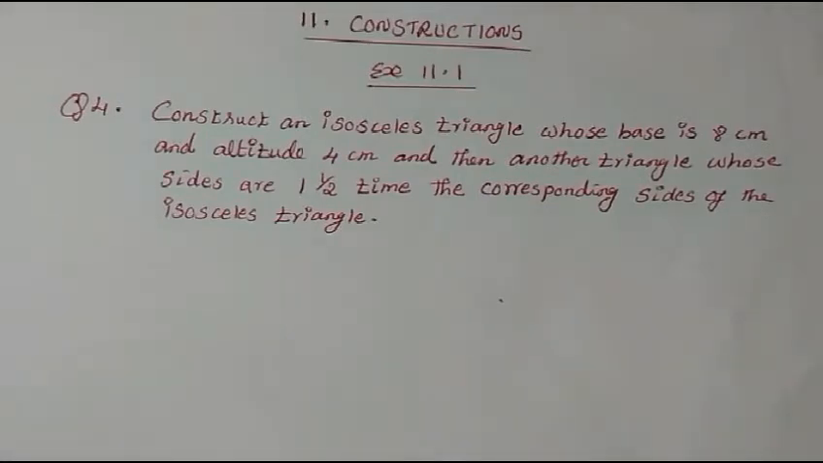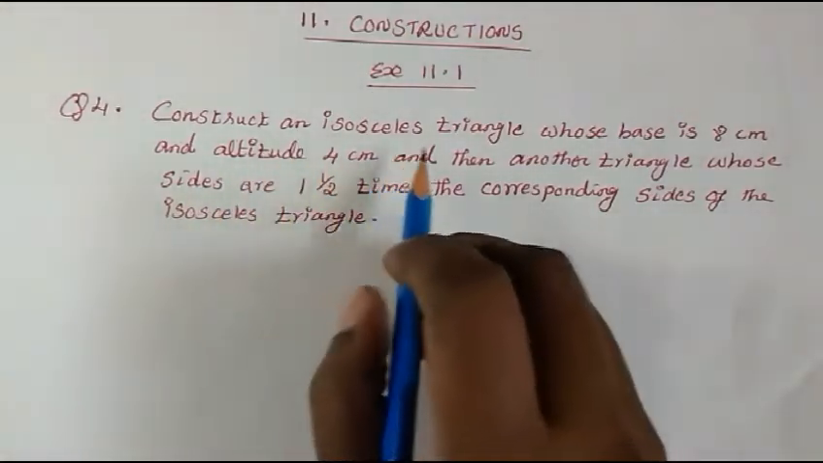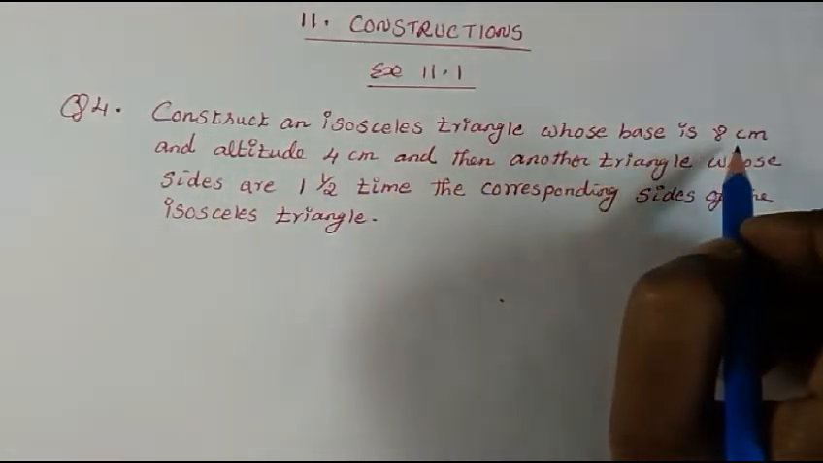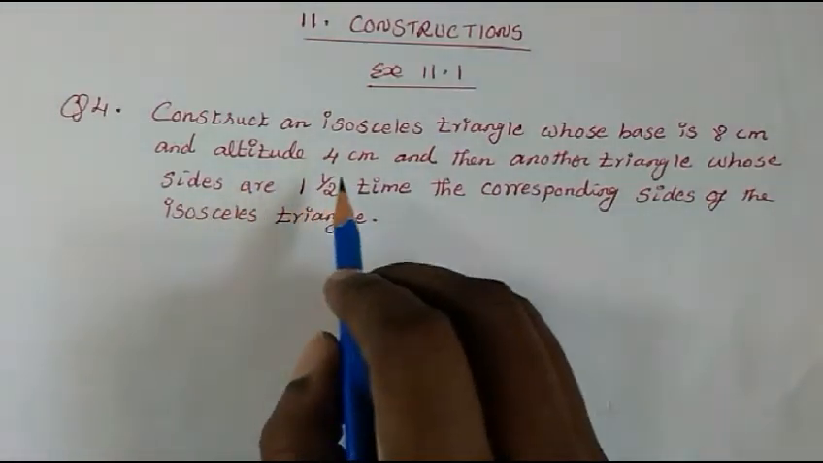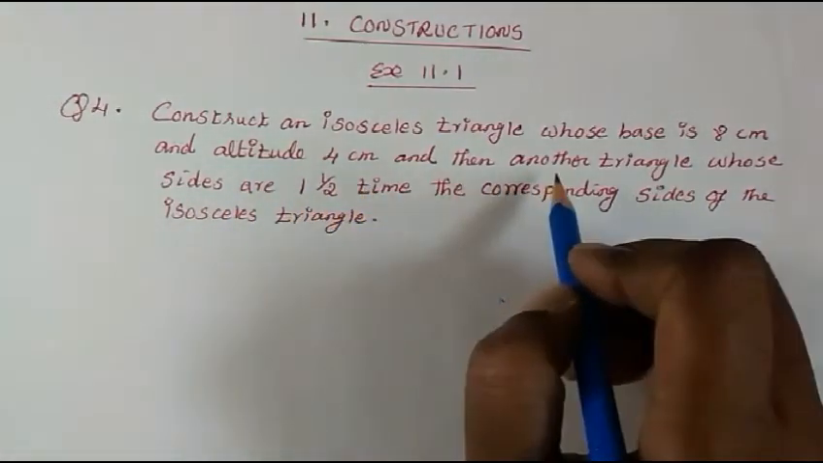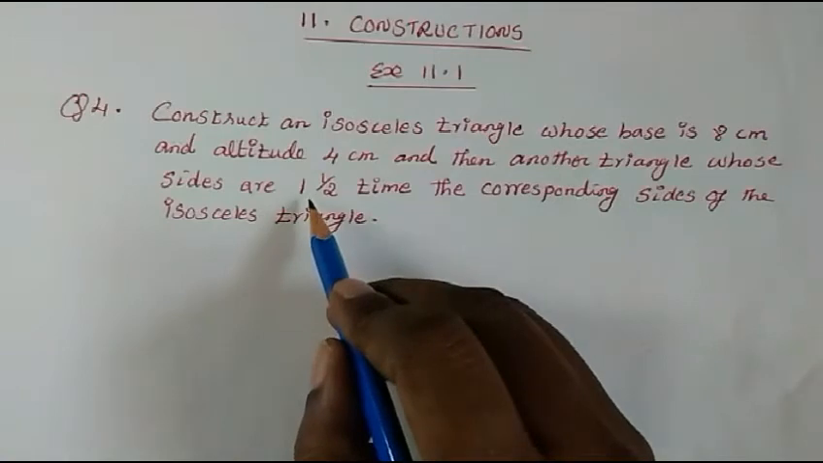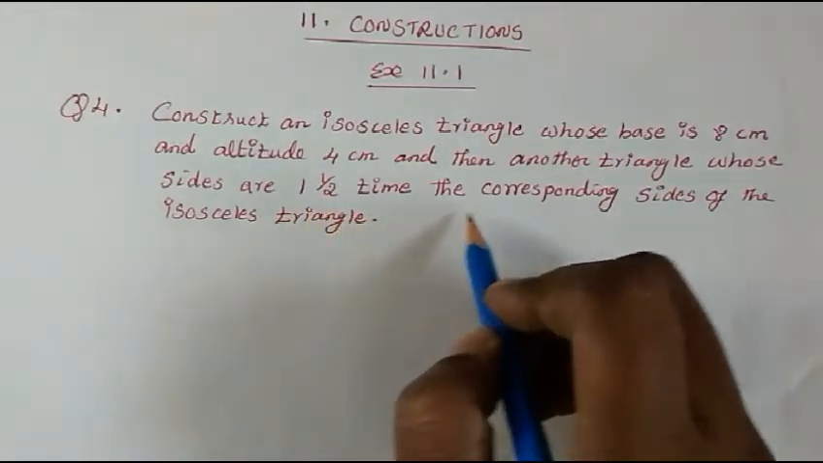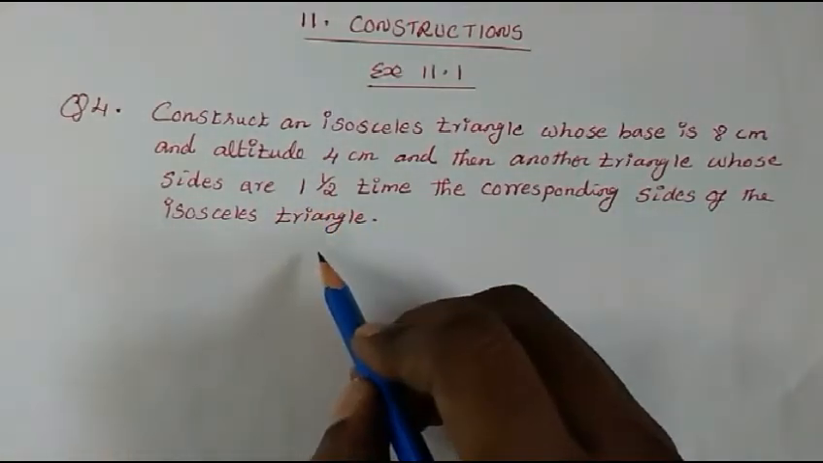Today we are going to study chapter 11 constructions, exercise 11.1, question 4. Construct an isosceles triangle whose base is 8 centimeter and altitude 4 centimeter, and then another triangle whose sides are 1/2 times the corresponding sides of the isosceles triangle.